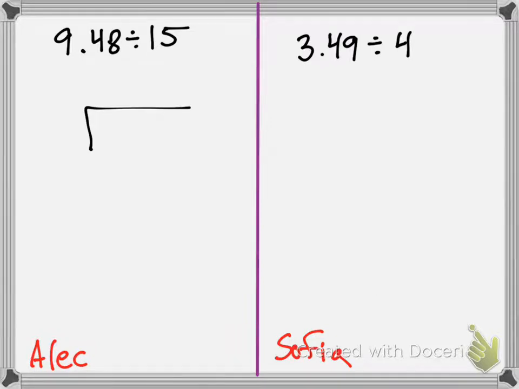Alec, what number goes inside the house? Inside the house is 9.48. Yeah, 9 and 48/100. So the outside is 15. We bring up our decimal. How many times does it go into 9? 0 times. How many times does it go into 94?